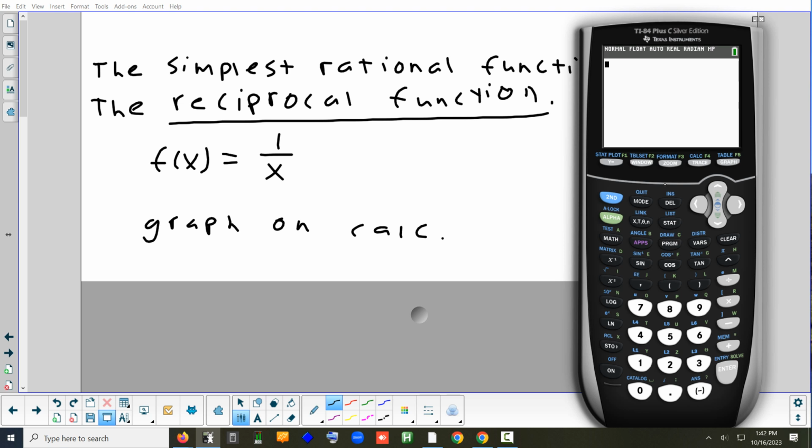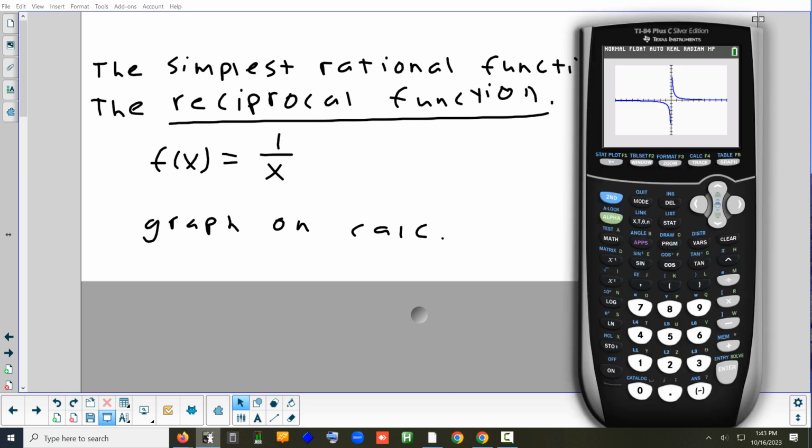Now, before I graph it, can someone tell me what number do you want to make sure you don't use for x in this case? 0. 0. So something weird is going to happen when you get to 0, right? Because you can't use it. So let's graph it, and you'll see what it looks like. Okay, I'm going to do zoom 6. We get a graph that looks like that.